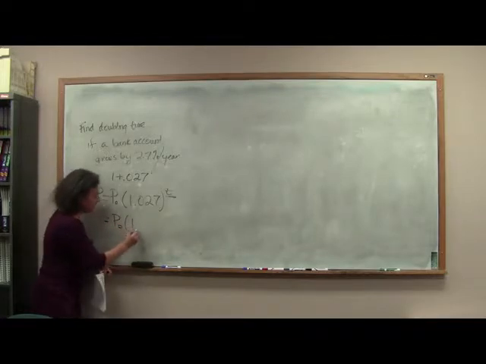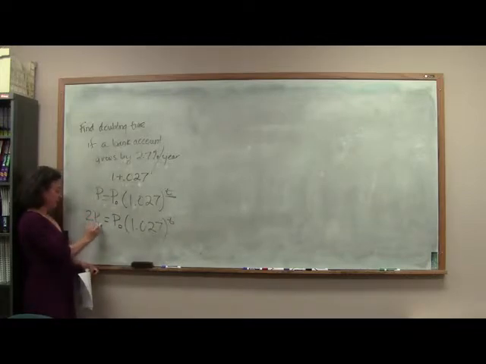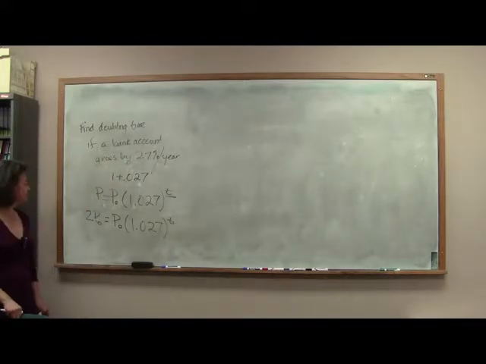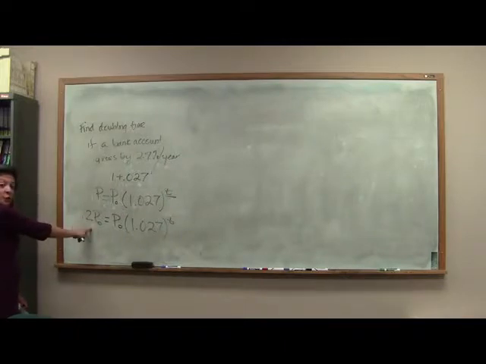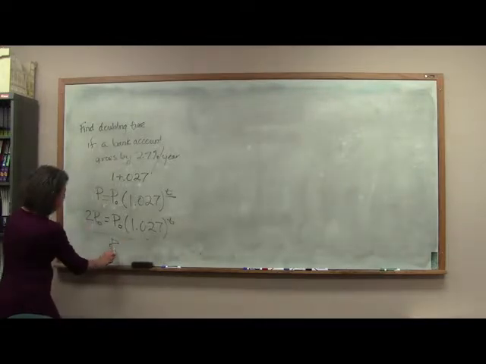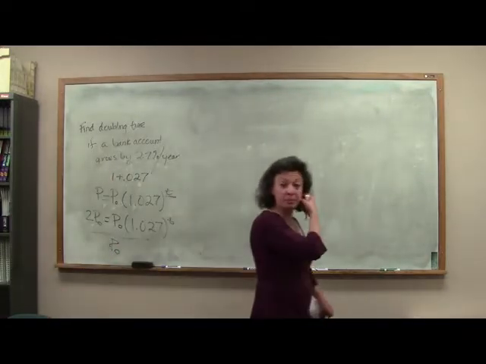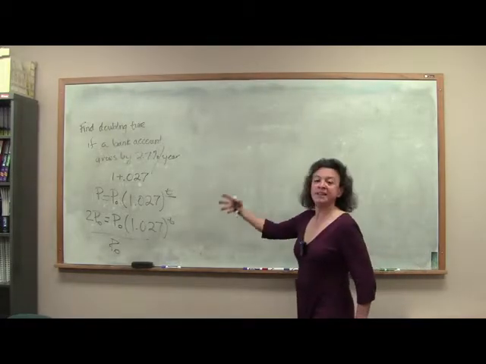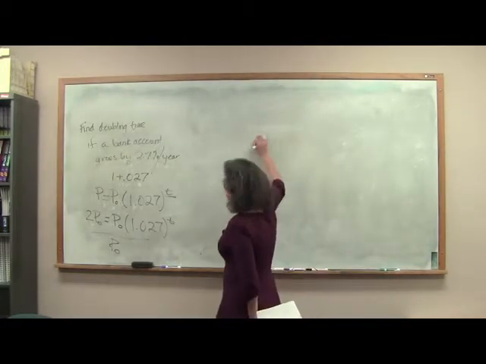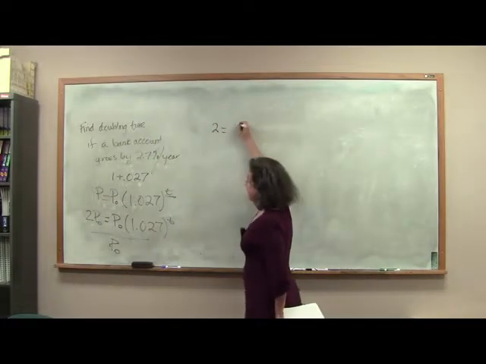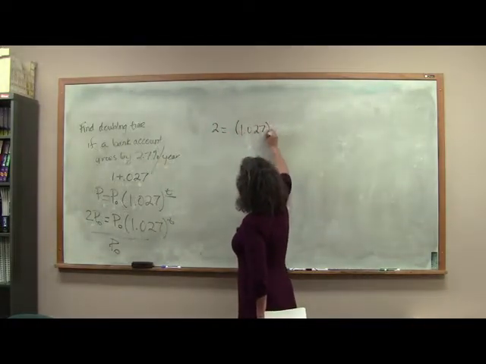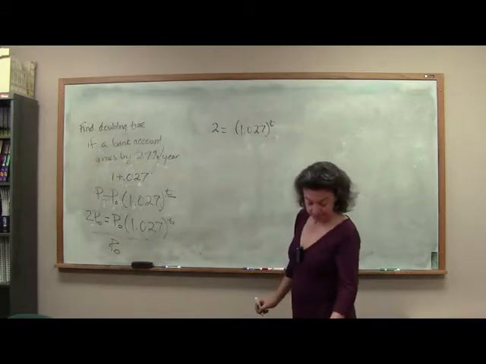We want to find T precisely when my population has doubled or my bank account has doubled. Okay? Remember, with doubling time, you have a 2. With half-life, you have a 1/2. Again, to solve this, isolate your exponential. We'll divide both sides by P sub 0. Hopefully you see that these steps are following a very similar pattern. So we have 2 equals 1.027 to the power of T.